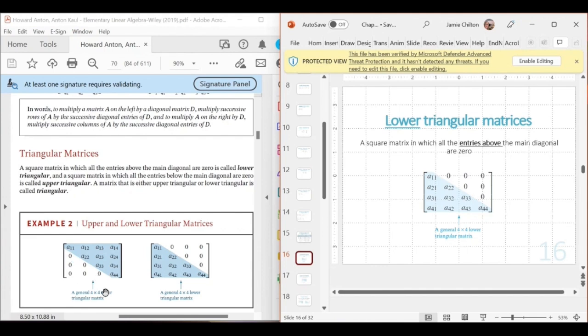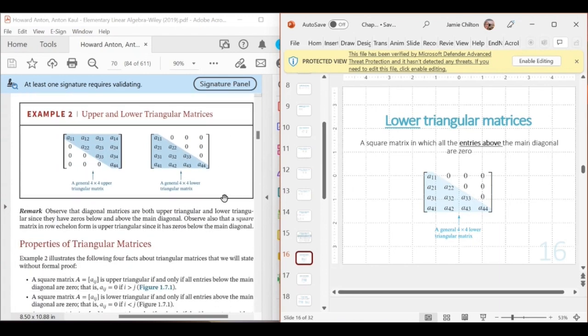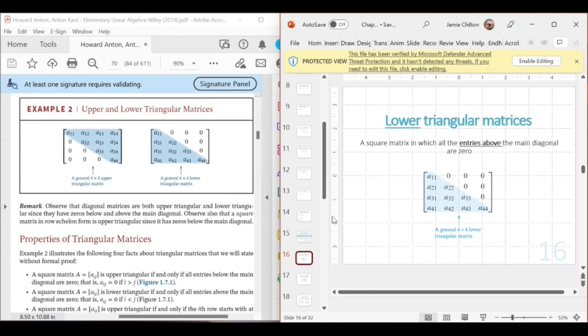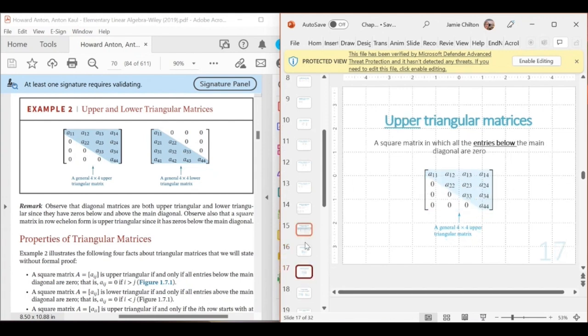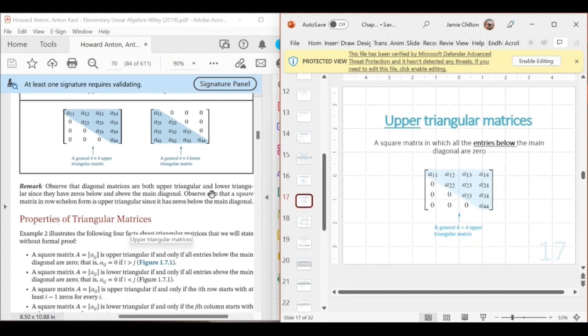So this would be an upper triangular matrix, because all these lower entries are 0. This is a lower triangular matrix because all of the entries above the diagonal are zeros. They've shaded that in to show you this is an upper triangular matrix, and this one's a lower. So just go ahead and look at that. Here I've got it on that side as well, so you can see where all these slides are coming from.